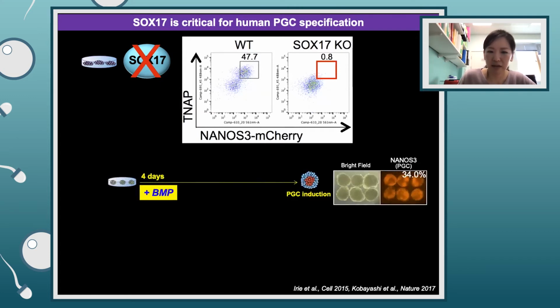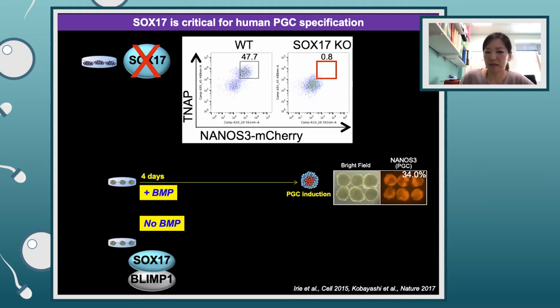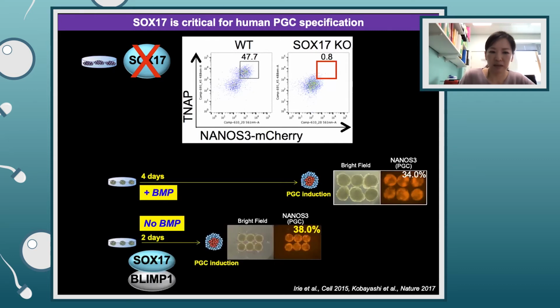On the other hand, instead of adding BMP to induce PGC specification for 4 days, we introduced the expression of SOX17 and BLIMP1, another important factor for PGC specification, which robustly induced human PGC specification in only 2 days, independent of BMP signaling. So this suggests that SOX17 is extremely important for human PGC specification.